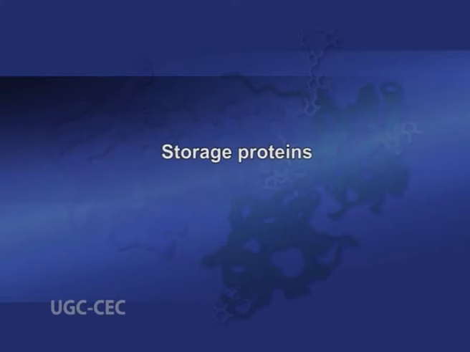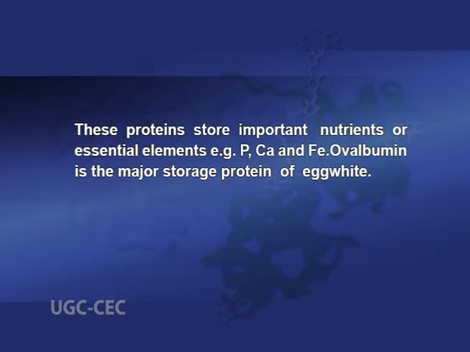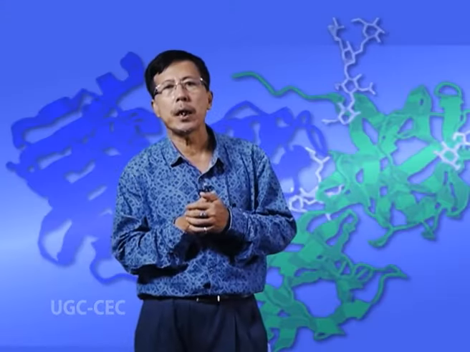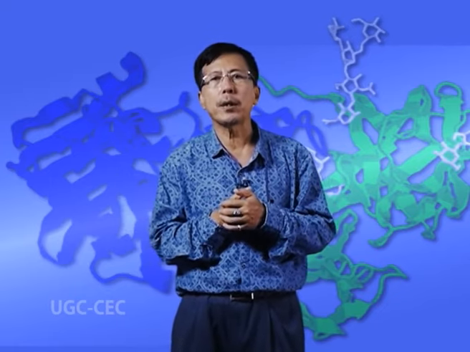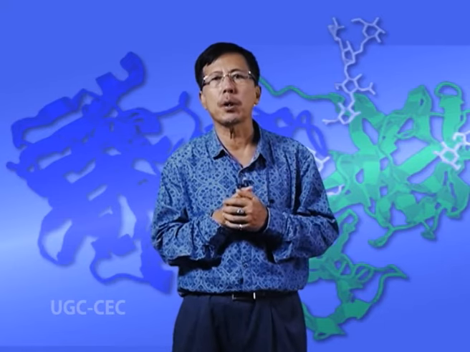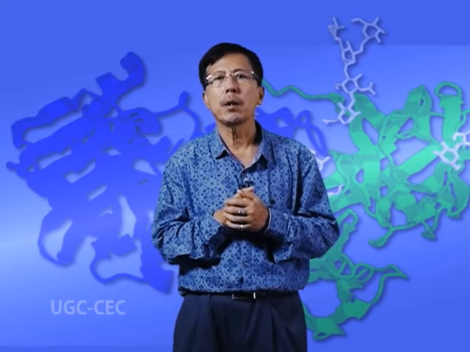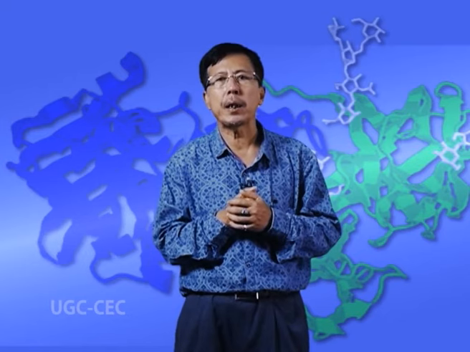Storage proteins form the next class. These proteins store important nutrients or essential elements, for example, phosphorus, calcium, and iron. Ovalbumin is the major storage protein of egg white. The milk protein casein stores amino acids and phosphorus. The seeds of many plants store nutrient proteins required for the growth of the germinating seedlings. Ferritin, found in some bacteria and in several plant and animal tissues, stores iron.